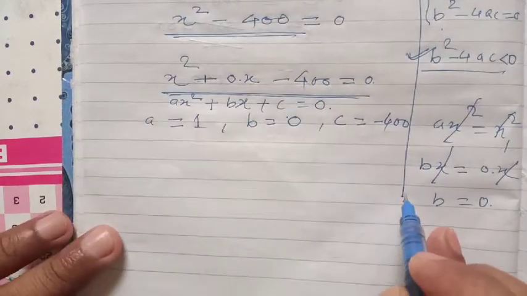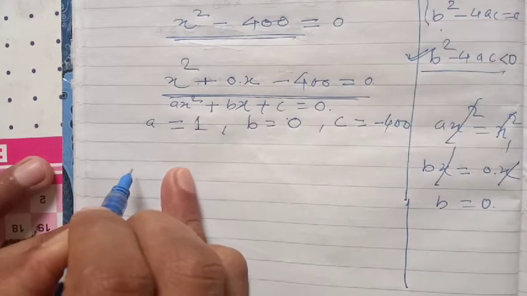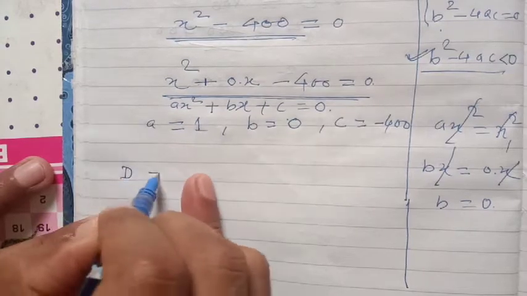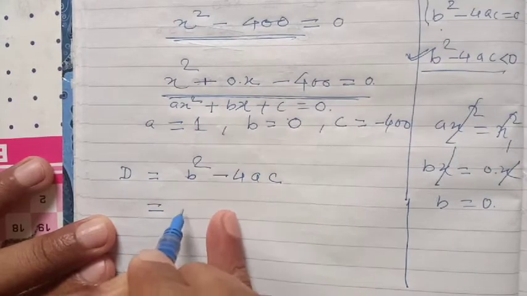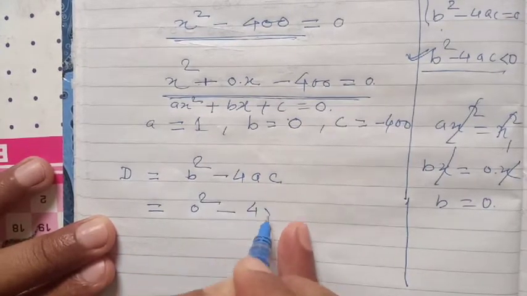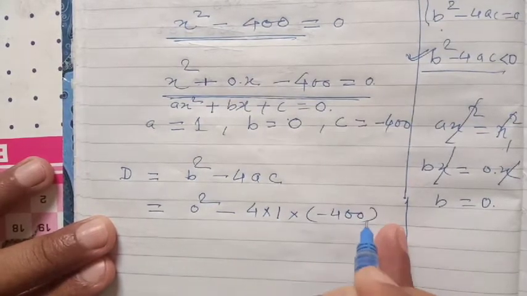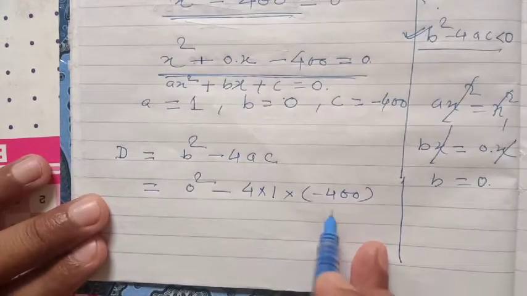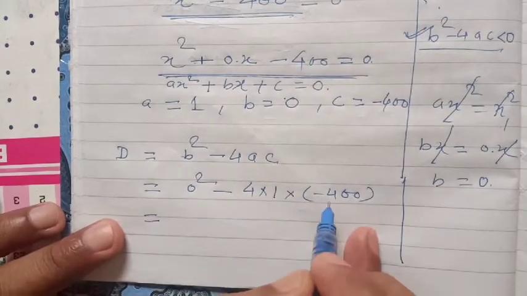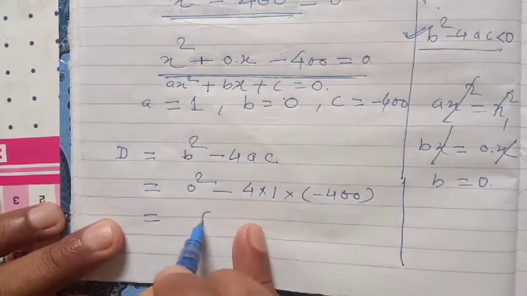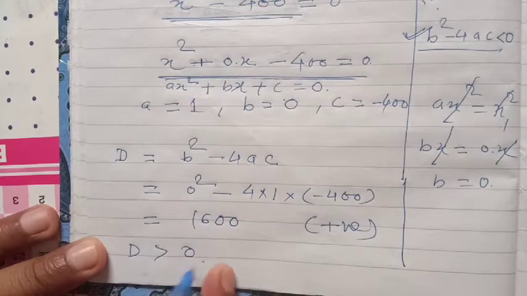Okay, can you compare? Now to get the discriminant, d is equal to b square minus 4ac. What is b? 0 square minus 4 into value of a 1 into value of c minus 400. Always try to write minus value in bracket. So 0 square, it means 0, no need to write. Minus minus plus, 4 4 just 16. What is that? This is the positive value. It means d greater than 0.